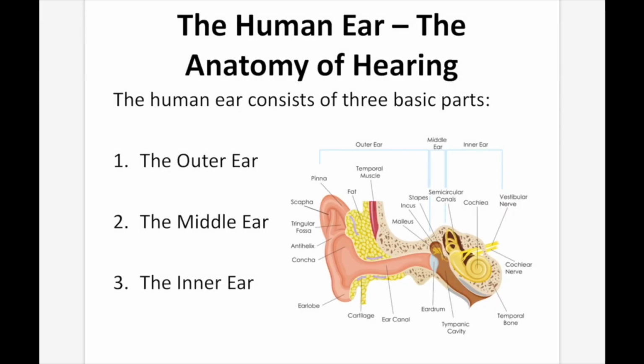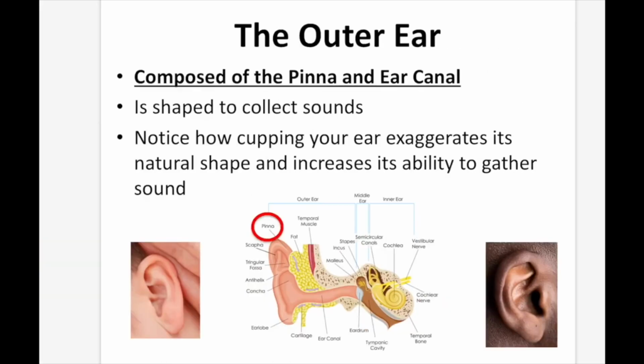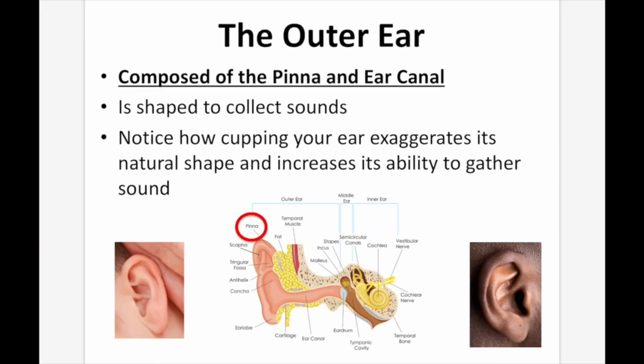The human ear, the anatomy of hearing. The human ear consists of 3 basic parts. The outer ear, so that's this part here, the middle ear, and the inner ear. The outer ear is composed mostly of the pinna and the ear canal. So there's the pinna right there. It's going to be sort of the flap of tissue around the outside of the head. And then the ear canal, which is this other pink thing that leads from the pinna into the middle ear.